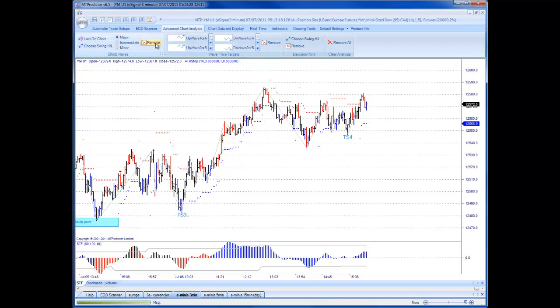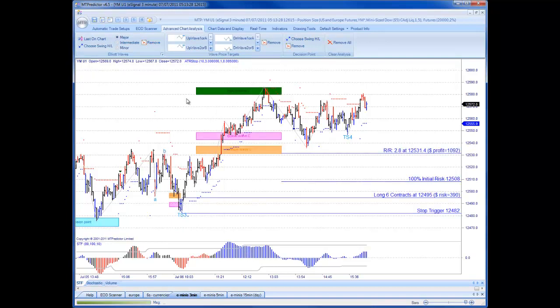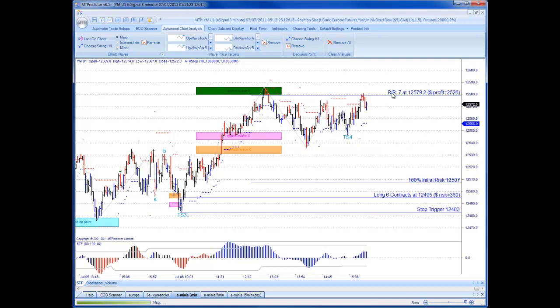And if I put the analysis on again from our automatic setup here, you can see that this indeed gave us these targets. Adding the risk reward on again allowed us to have our profit of approximately 6.5R. So as we can see, an absolutely brilliant example of the MTPredictor Holy Grail trade setup.